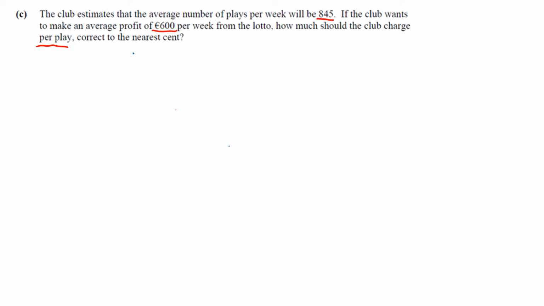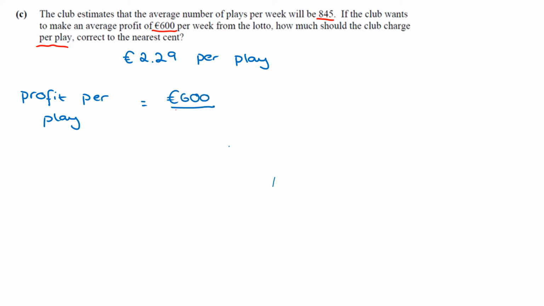The expected payout for each play is, from part 1, 2.29, and that's per play. You can work this by making it bigger, but I'm going to break everything down by per play. So they want to make a profit of €600, but let's break that down as a profit per play. So how much do they want to make every time somebody plays? Well, they want to make €600, and they're estimating that that is between 845 plays. What that means is they want to make about 71¢ per play.